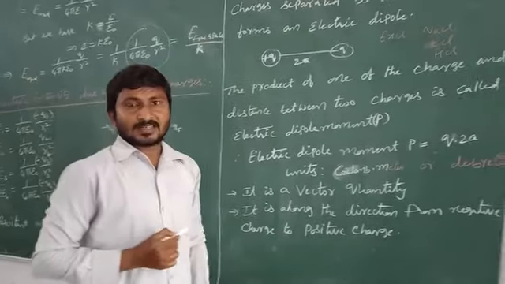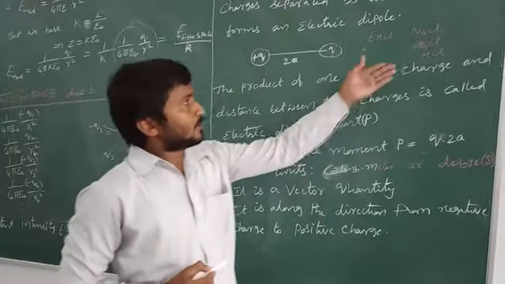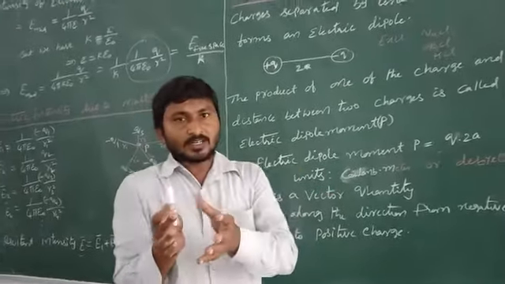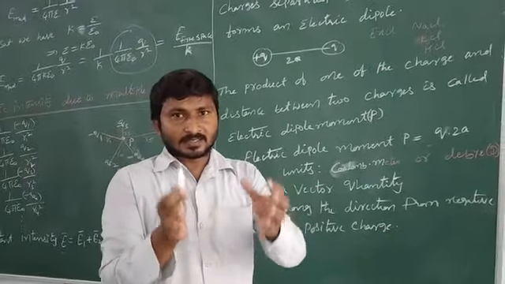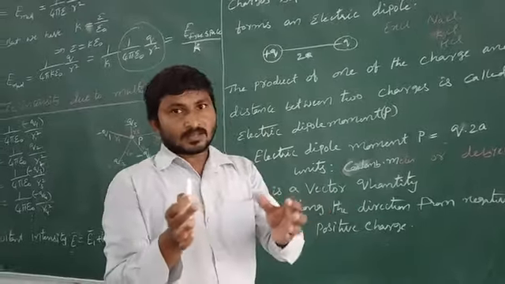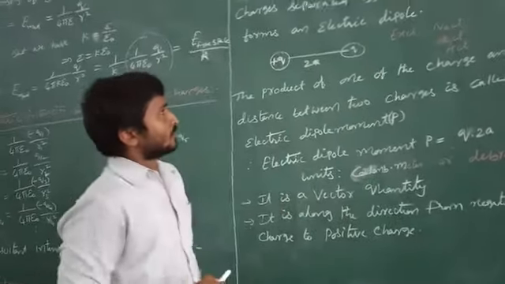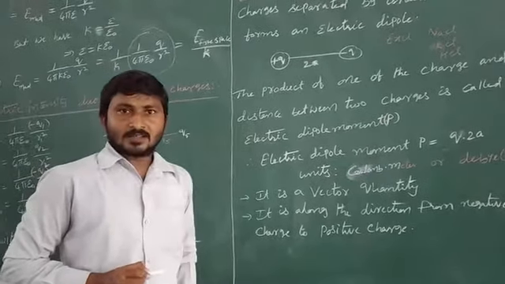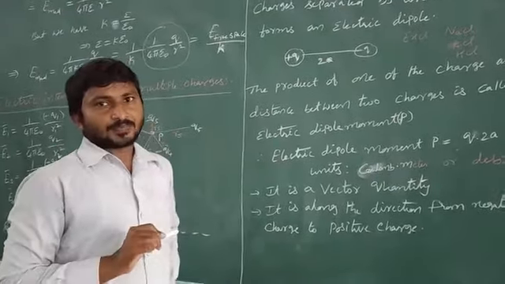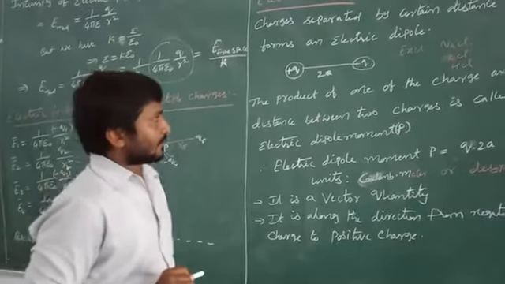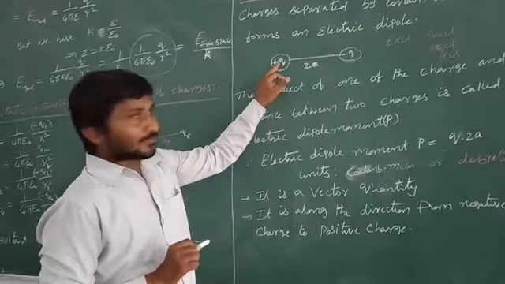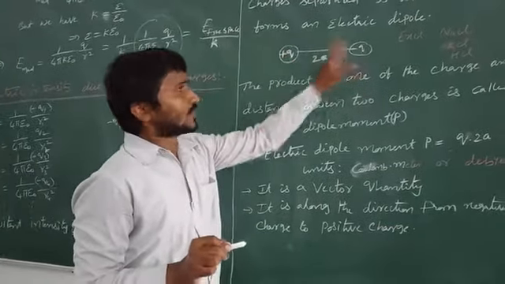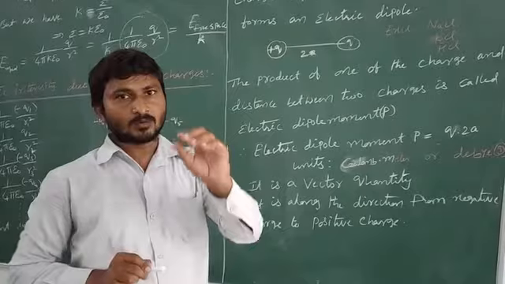The examples for this electric dipole are sodium chloride, potassium chloride, HCl. In all these, the positive and negative charge carriers are separated by a certain distance. Those are examples of electric dipole. Now, for an electric dipole, we define the electric dipole moment. The electric dipole moment is defined as the product of one of the charges and the distance between the two charges.